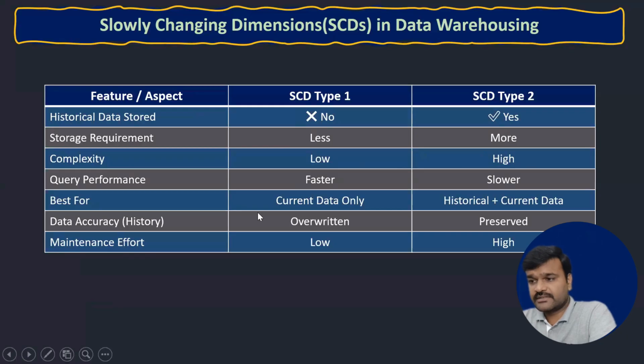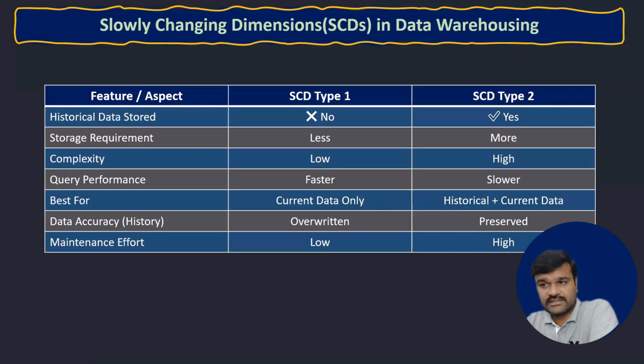So best for what? Based on your requirement you can decide which one to take. If history is needed or only current data is needed, and for data accuracy, one is just overwriting and the other is maintaining everything. Based on our simple discussion till now, these are just some differences. So this is what SCD type 1 and type 2 give.